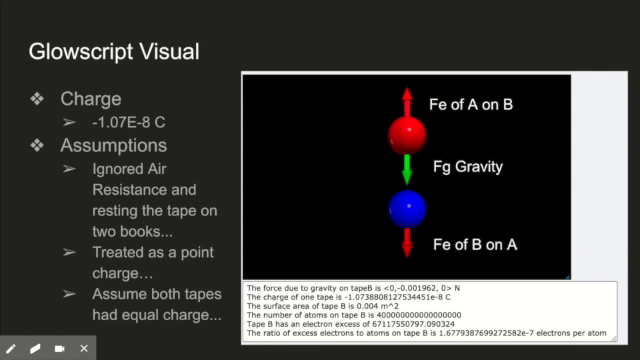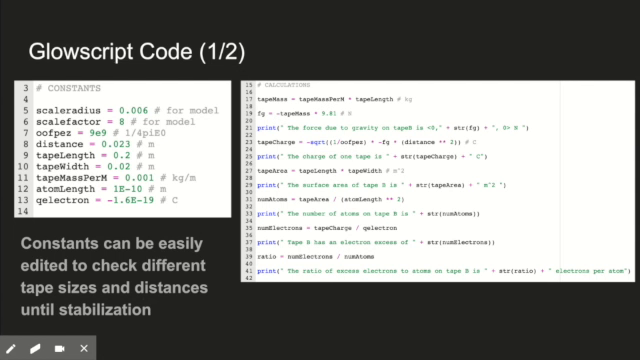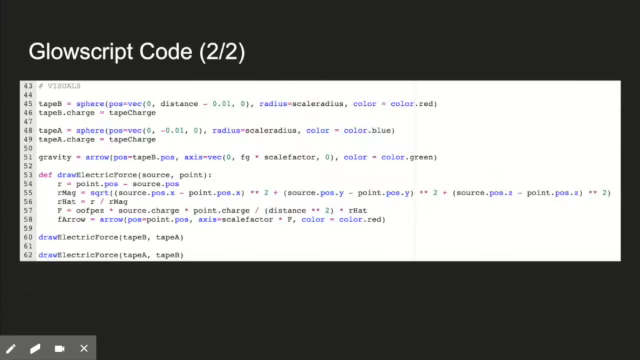So I also treated both tapes as point charges to simplify calculations, and I also assumed that both tapes had equal charge, although this was probably not likely. So here's the rest of my GlowScript code. On the left, you can see my constants, which I made some of them able to be changed easily, like the tape length, so I could measure different scenarios. And on the right, you see my calculations, where I measured different things that I measured before, like tape mass, force due to gravity, the tape area, and the ratio. Here is how I made the visuals for my GlowScript code.